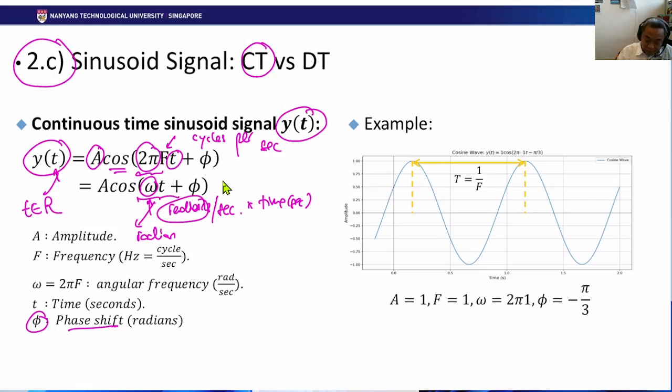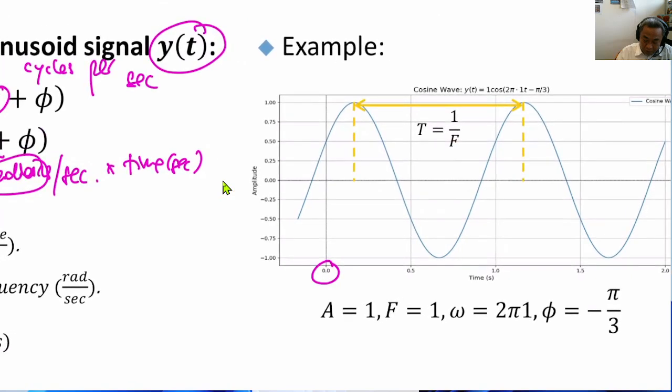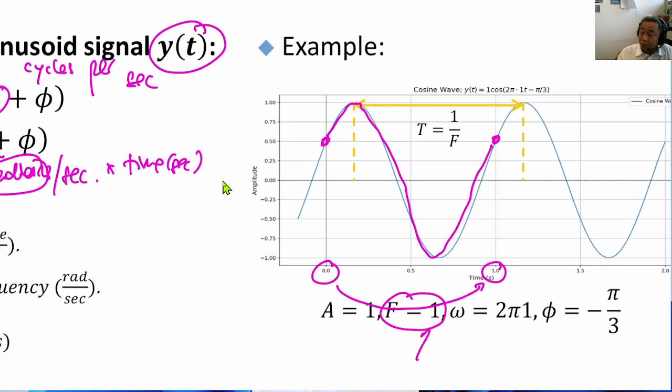Now let's interpret what f means here. F means if you start from time 0 and go to time 1, f will tell you how many cycles of a sinusoid will be made in 1 second. In this example, you see that actually we made one complete cycle. So f is equal to 1 here. And if you take 1 over f, this is the time taken to complete one cycle. So this is called a period.